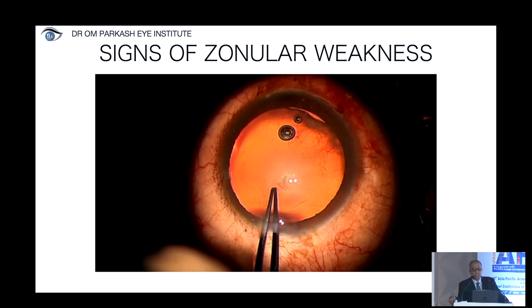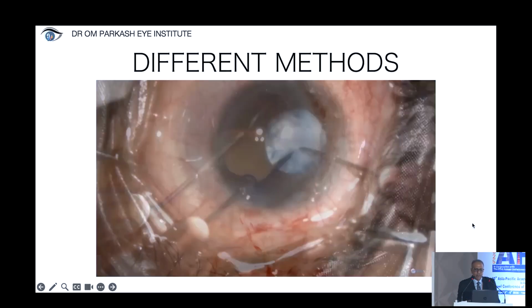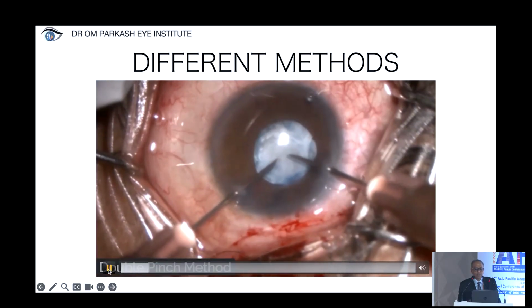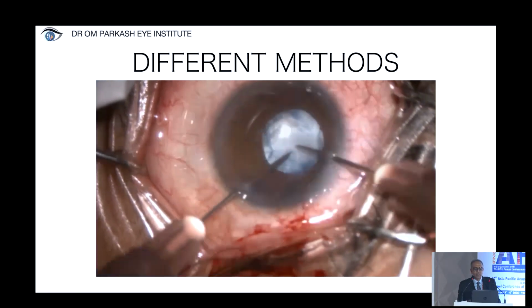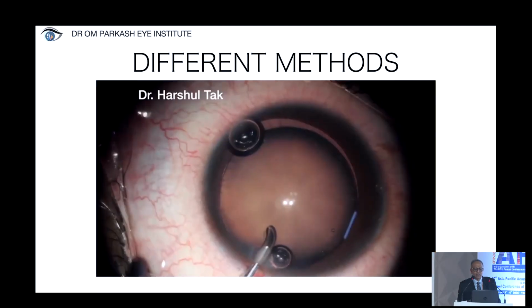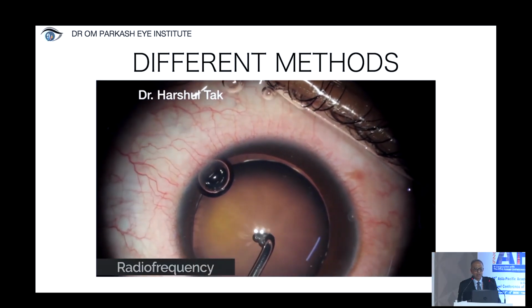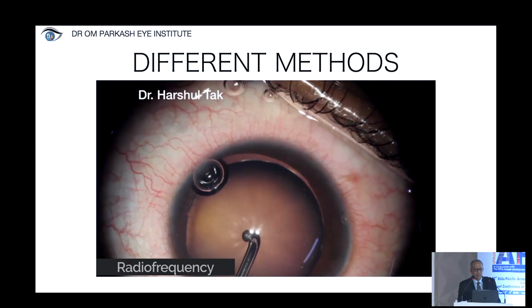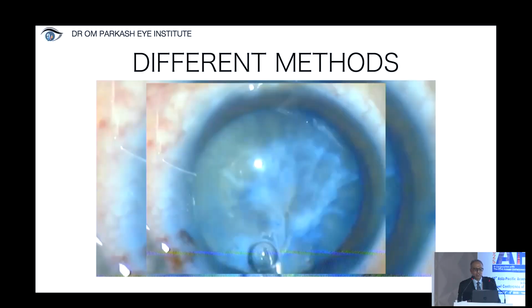You can use Zepto for your advantage. You can use Femto also. So these are the different things by which you can initiate the rhexis. It's a double pinch method which is being used to initiate the rhexis. So that is one way. This is the radio frequency by Herschel Tuck, courtesy him. He uses this to create a rhexis.